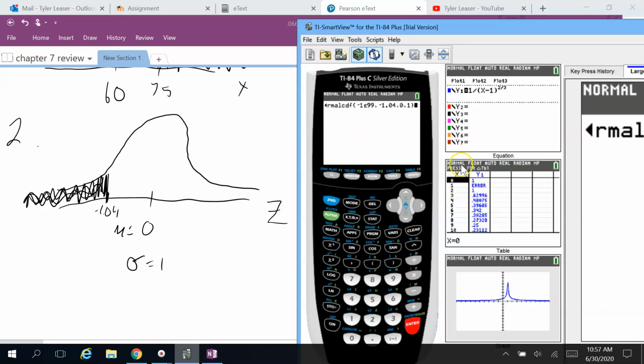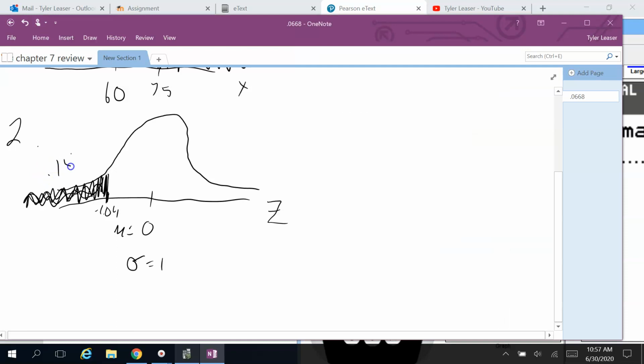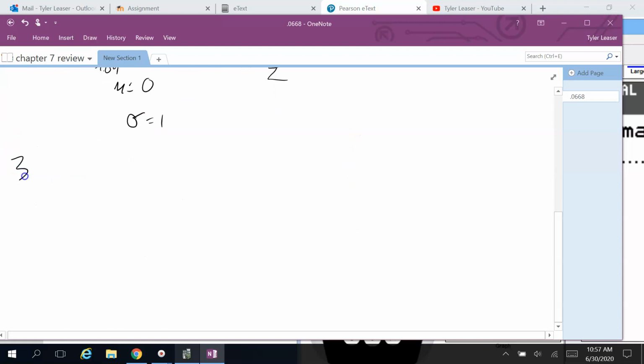Paste. If you do not have a menu, you have to type it in just like this: the lower limit, comma, upper limit, comma, mean, comma, standard deviation, and then we get our answer. So that means that area here is 0.149, or however many decimal places they want you to round to on the homeworks. So that's the answer for number 2: the area to the left of negative 1.04 is 0.149. Let's look at number 3.